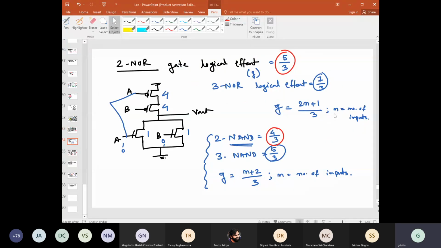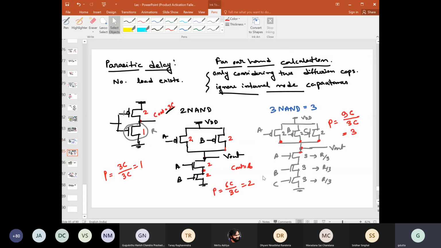We have seen that for the two input NOR gate, the logical effort was 5/3. In general, for an n input NOR gate, the logical effort is (2n+1)/3, whereas for an n input NAND gate, it is (n+2)/3.